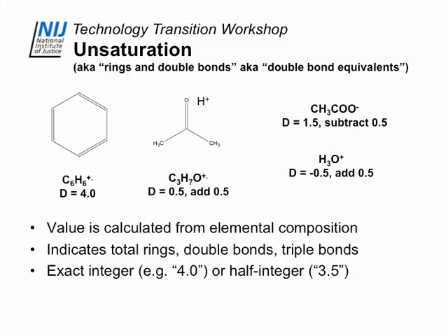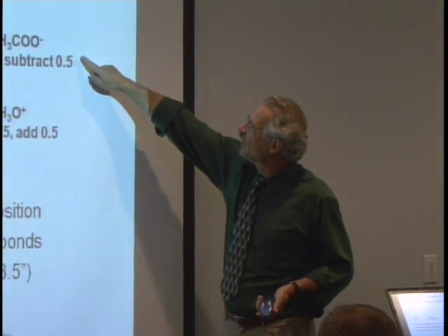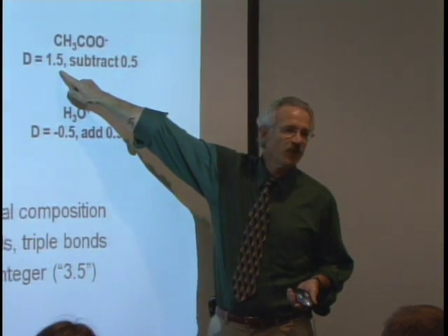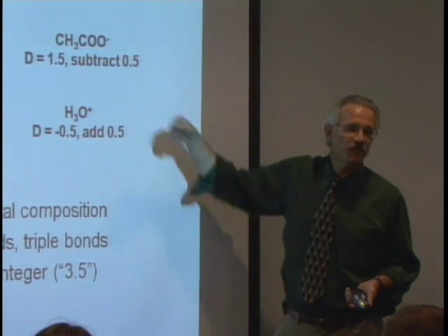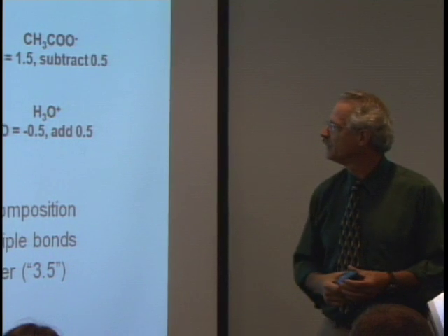And so you can see we've got one double bond in there. If the software says 0.5 for the unsaturation index, add 0.5, and that's the number of double bonds. That'll be 1. Here's acetic acid. The unsaturation index comes up as 1.5, but it's negative. So you subtract 0.5, and then you have the one double bond in the acid group.